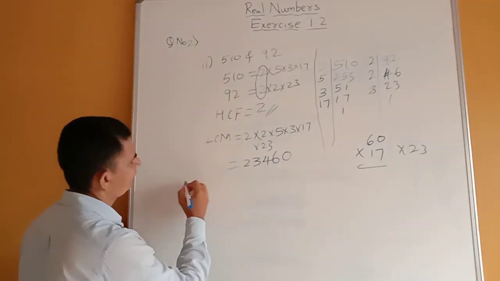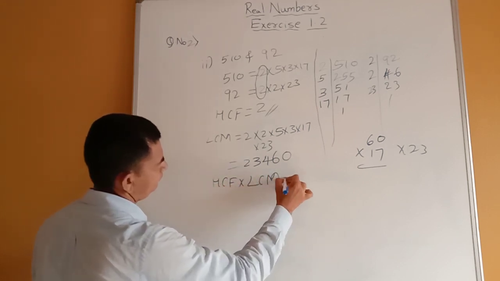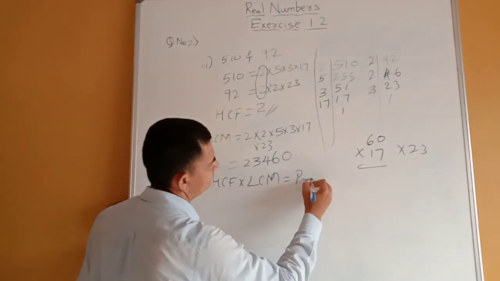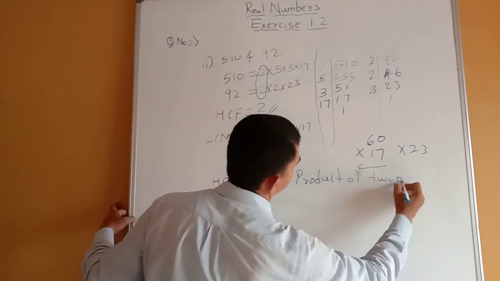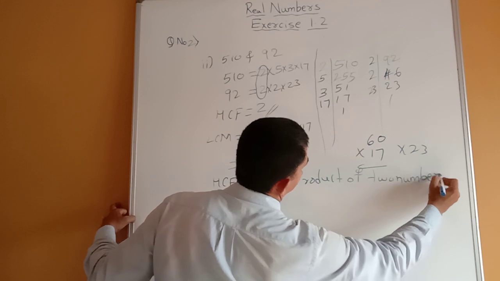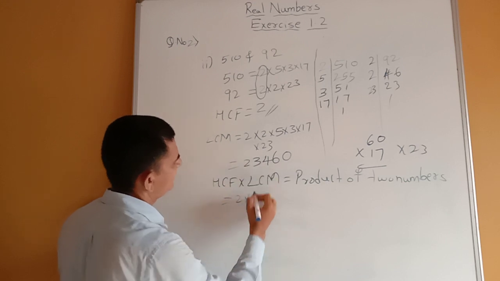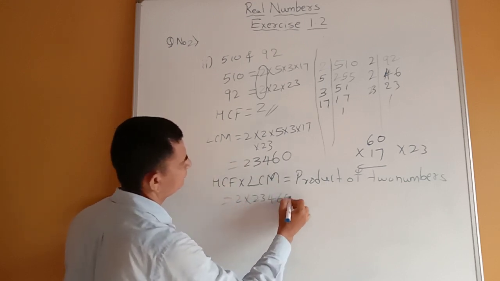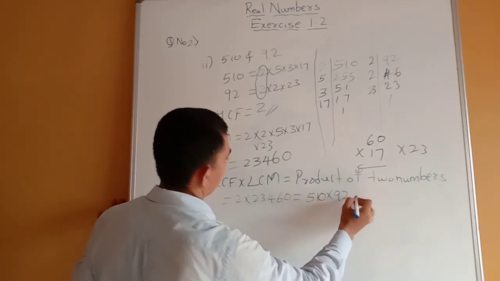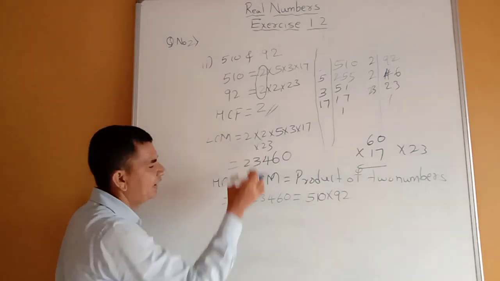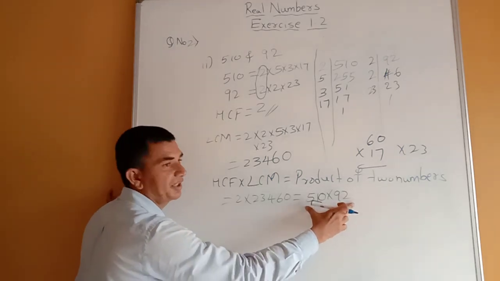Now let us see. HCF into LCM is equal to the product of 2 numbers. Now how much is HCF? 2, and LCM 23,460 is equal to 510 into 92. Here this is the HCF and this is the LCM, and the product of 2 numbers means this is the question, 510 and 92.